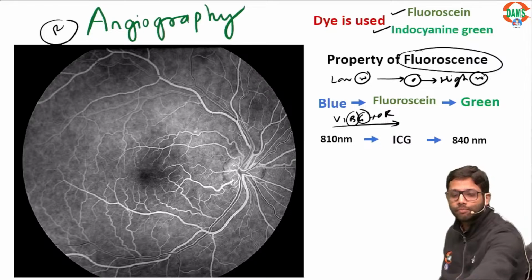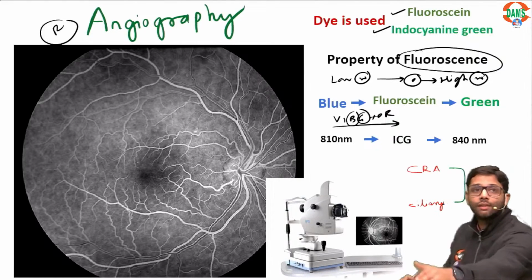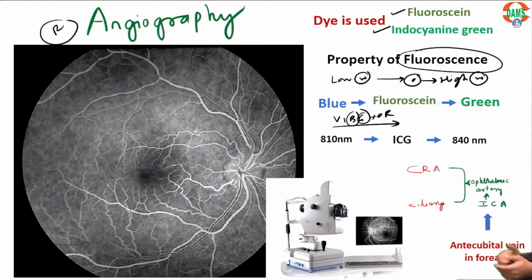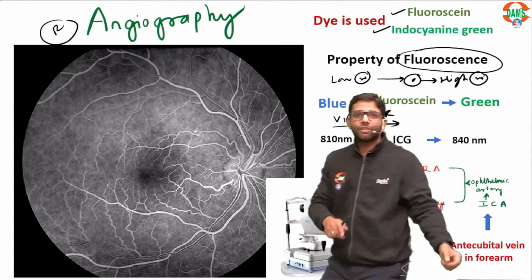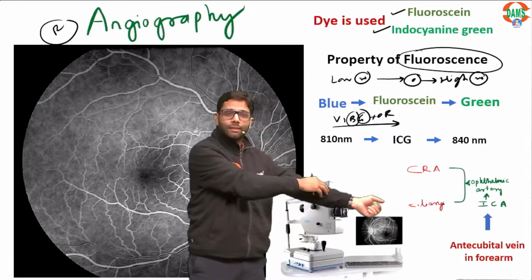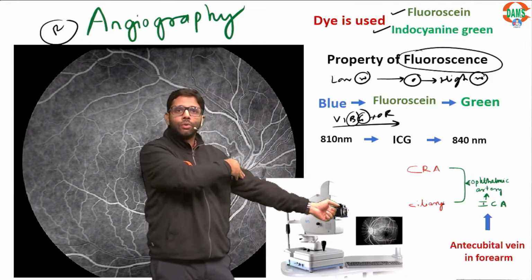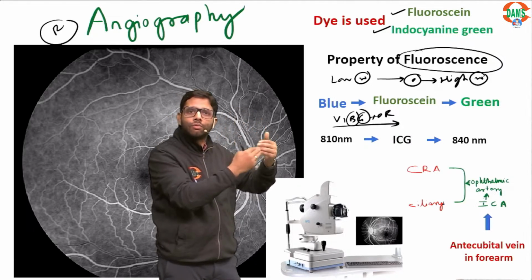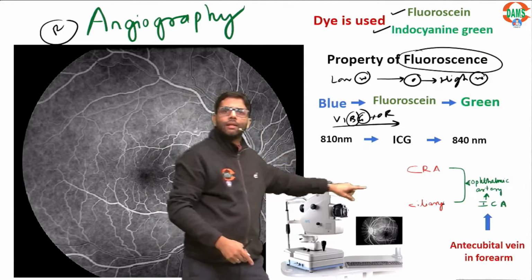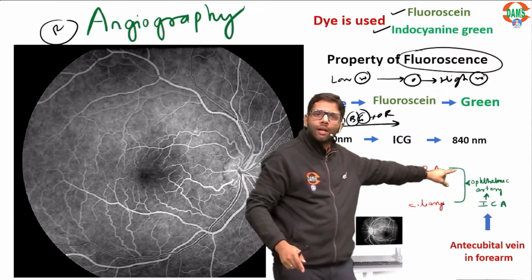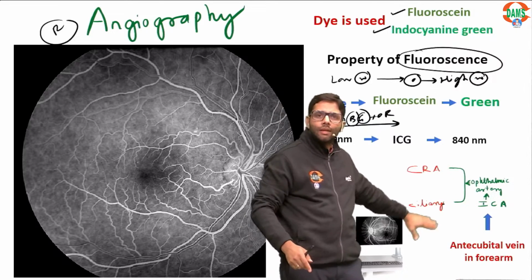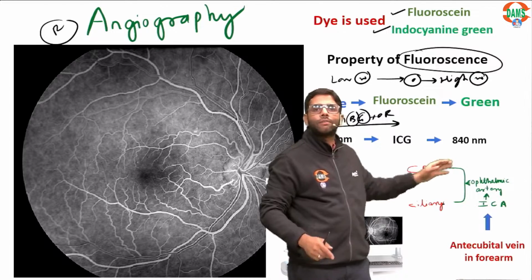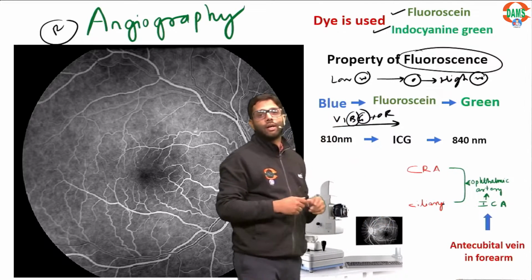Very important. You give injection in the antecubital vein in the forearm. Track this, very very important. If you give injection in the antecubital vein in the forearm, it will come into the heart. From the heart it will go into common carotid, ICA, then ophthalmic artery, then central retinal artery, then ciliary. All these are the track of the dye to reach the eye.